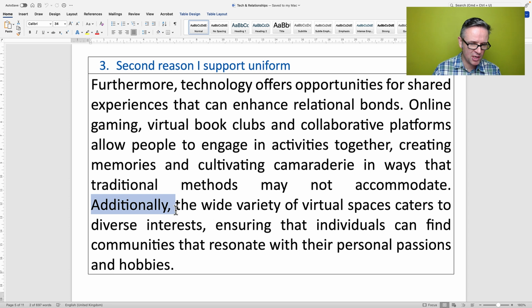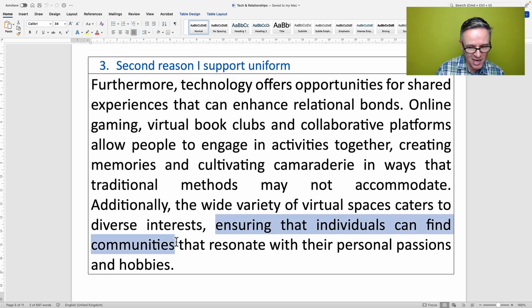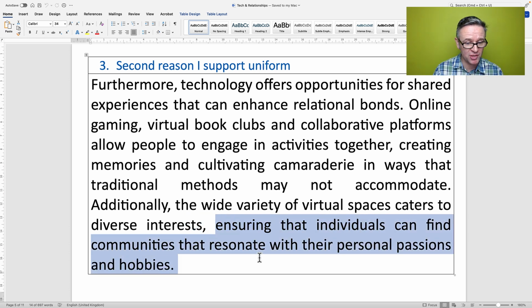Additionally, so there's a fronted adverbial, the wide variety of virtual spaces caters to diverse interests. This verb to cater to something means to meet the need of somebody, to cater to them, to meet their needs. And we have an adverbial ensuring that individuals can find communities that resonate with their personal passions and hobbies.